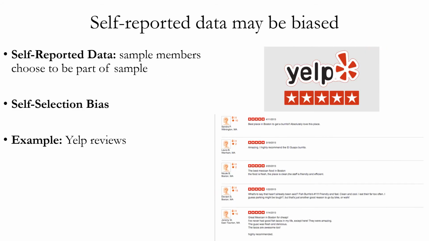Another type of problem with data is self-reported data. This is when the members of a sample choose to be a part of the sample, and this can lead to self-selection bias. This generally happens with humans if you're allowing them to participate or not participate in a study or survey. An example of this on the internet is Yelp reviews, because not everyone who goes to a restaurant is going to be included in the sample of ratings that you see on Yelp.